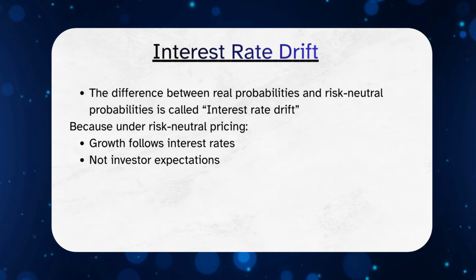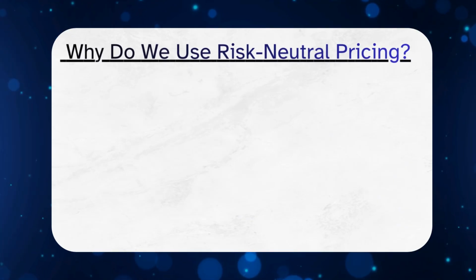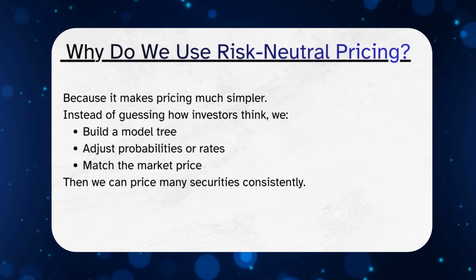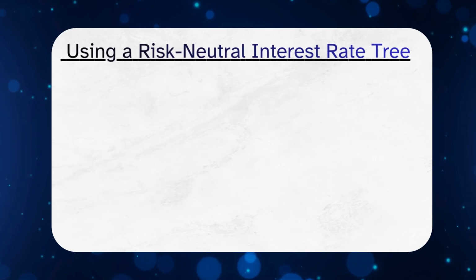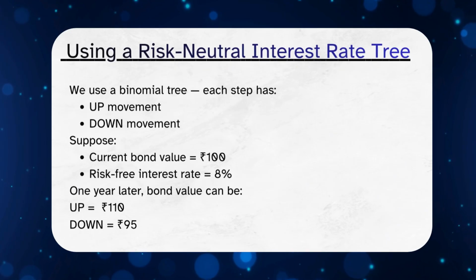Now let's understand how we use this idea in a binomial tree. In a binomial tree, at each step, the value can either go up or go down. Suppose a bond is worth 100 today. After 1 year, it can become 110 if it goes up, or 95 if it goes down. The risk-free rate is 8%.